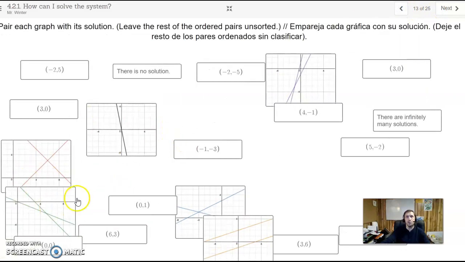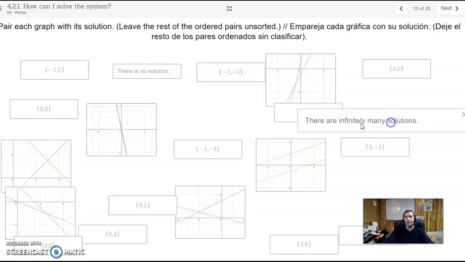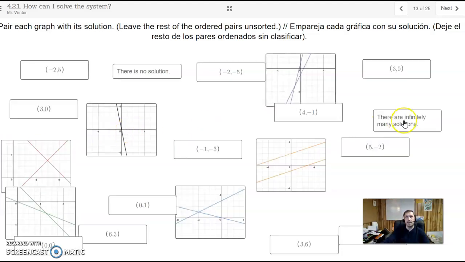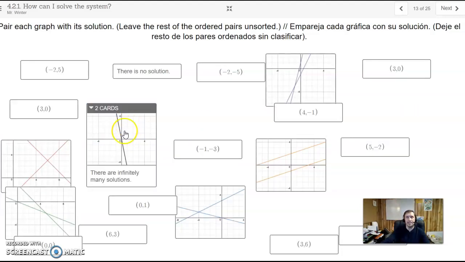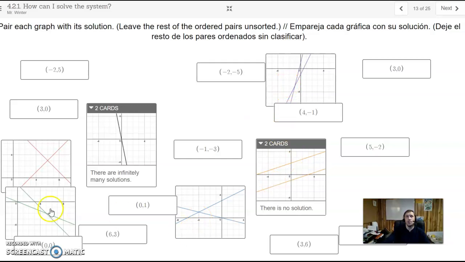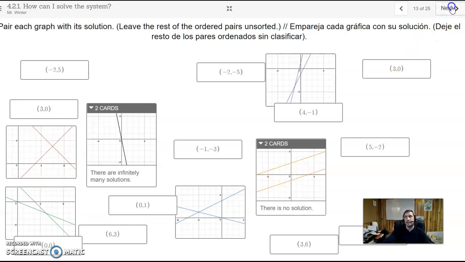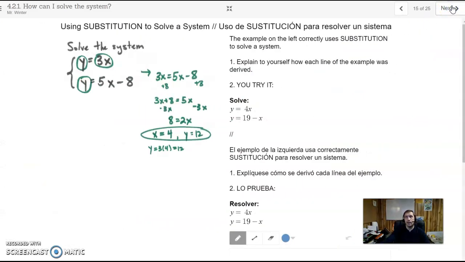Again, you're going to have a bunch of them left over. These are the ones that a lot of people had trouble with. This black one right here is actually 2 lines, so that's infinitely many. This orange set, they're parallel, so there is no solution. You make sure you try the other 4, and it should be 1 card to 1 card, okay, and then click it.